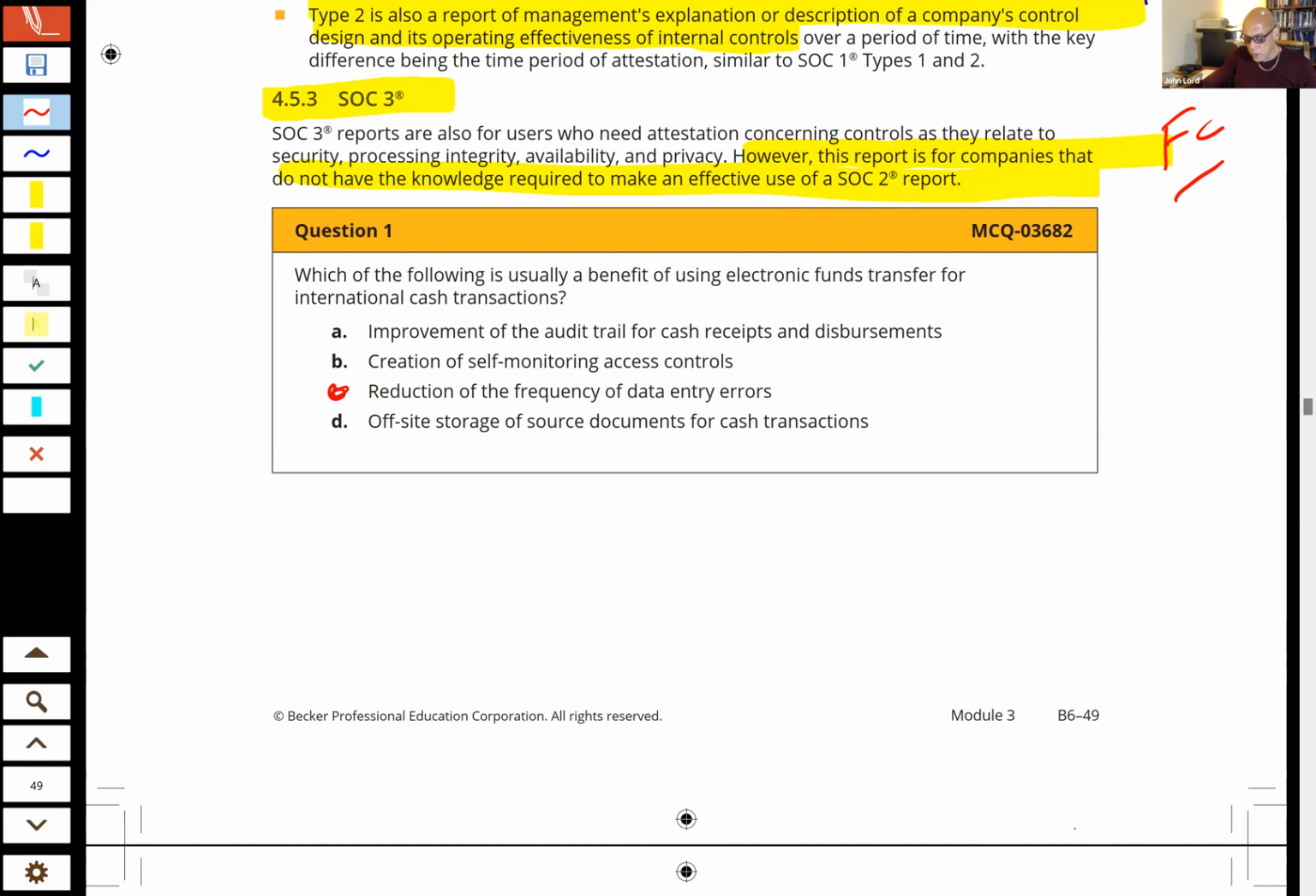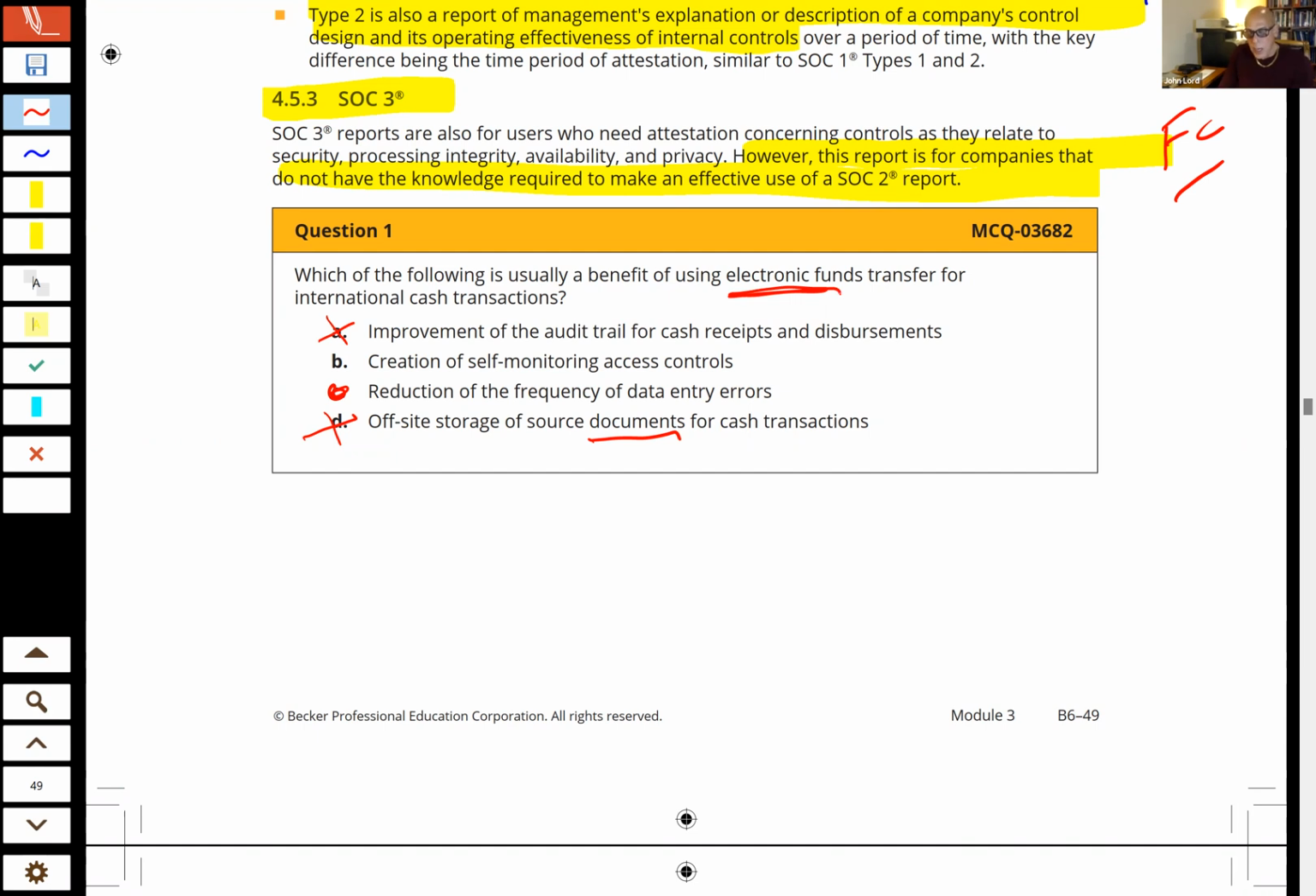Now, when you look at some of these choices, we're talking about electronic fund transfer. Well, if it's an electronic fund transfer, then there's probably not a whole lot of documents associated with that. It's electronic. So allowing offsite storage for documents, there probably aren't really source documents that are even going to be available with electronic fund transferring. Therefore, we don't have an improvement in audit trail. We probably have less of an audit trail. We don't have checks, that sort of thing.